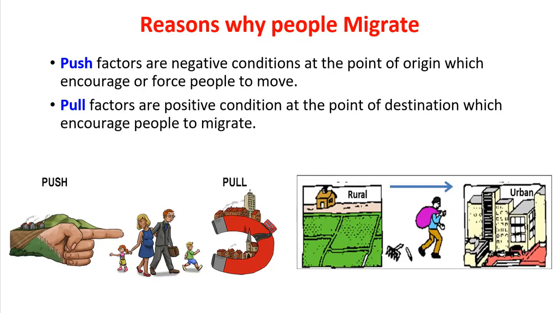Now, what are the reasons for migration? Why do people move? It is divided into two. We have the push and the pull factors, reasons why people move. Push factors are usually negative conditions at the point of origin, which encourage or force people to move. Then pull factors are positive conditions at the point of destination. So the positive things in the destination encourage people to migrate to them. So you see, people can leave rural areas for urban areas, and there are reasons for that we'll look at shortly. Now, what are these factors?